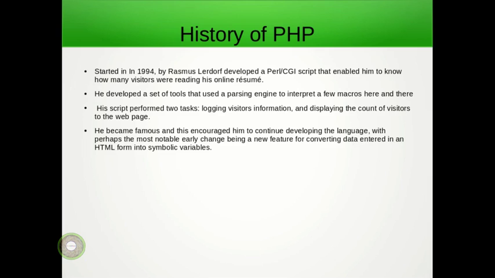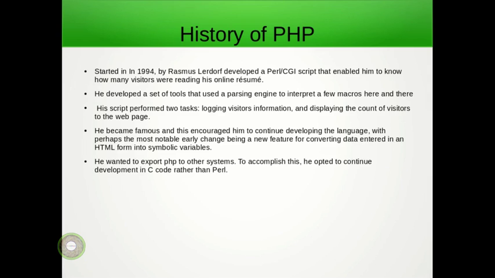He became famous, and this encouraged him to continue developing the language, with perhaps the most notable early change being a feature for converting data entered into an HTML form into symbolic variables. He wanted to export PHP to other systems. Alright, because not every system had Perl, but every system had C. Because Windows had C, Apple had C, and Linux had C.